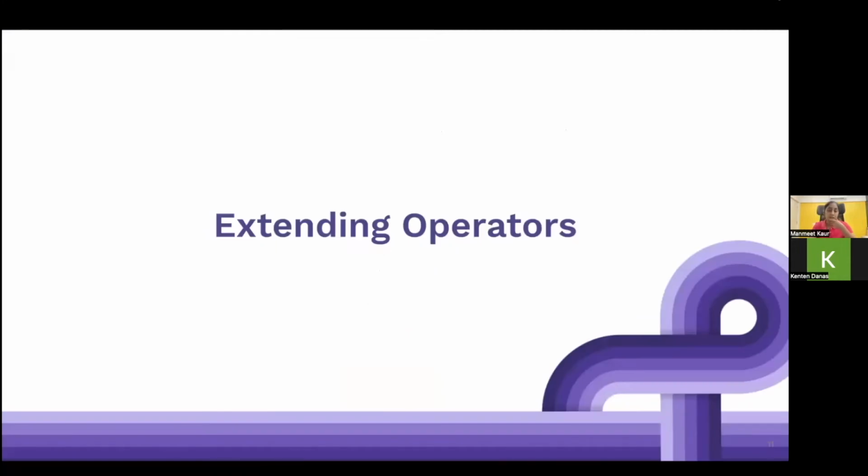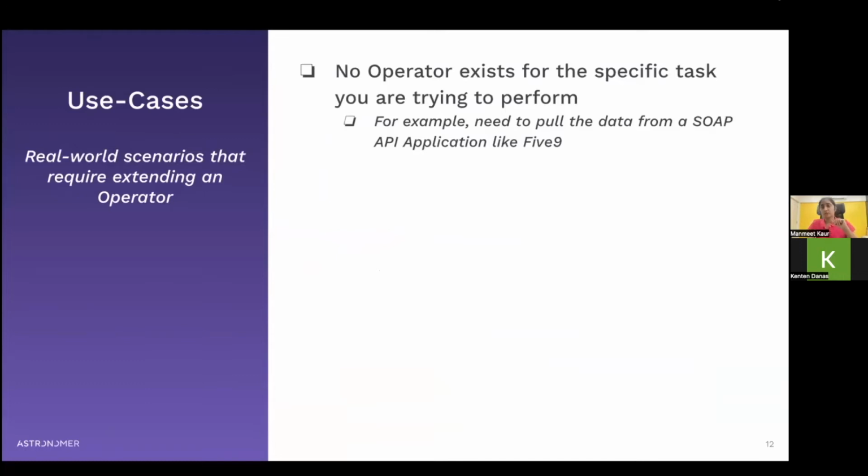Right. Now, let's talk about extending operators. So we'll take a use case, take some examples, and then we'll take an example on how to do that. Let's say I have a particular system called 59, which I want to connect to, but there is no operator that exists. Right? So I can write my own operator, which connects to 59. And maybe if I want to contribute to the open source community, I can. If I don't want to, I can just use it multiple times within my organization.